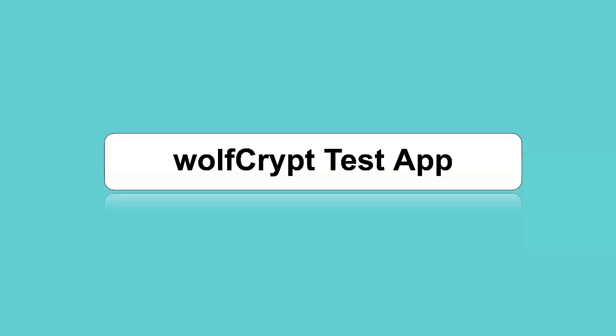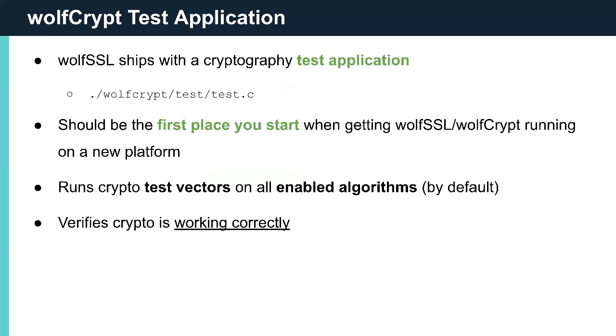So these are two applications that we ship with wolfSSL out of the box. They're both very helpful for different reasons. The test application essentially runs wolfCrypt, I should say cryptography, test vectors through all of the wolfCrypt algorithms that are enabled by default. And so it makes sure the crypto is working correctly on your platform. We recommend doing this as a first thing when you're trying to get wolfSSL and wolfCrypt running on your device or platform, I should say.